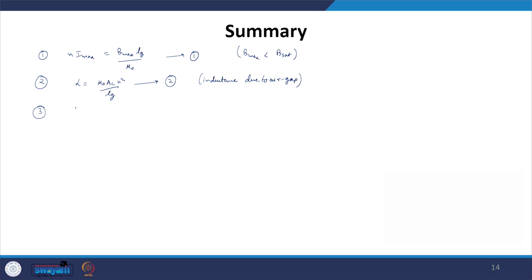After that we also obtained the things related to the winding area, where we obtain that KUWA must be greater than or equal to NAW. That condition we define as equation number 3. That means the window area has to be greater than the area taken by the wires used while realizing that particular winding.